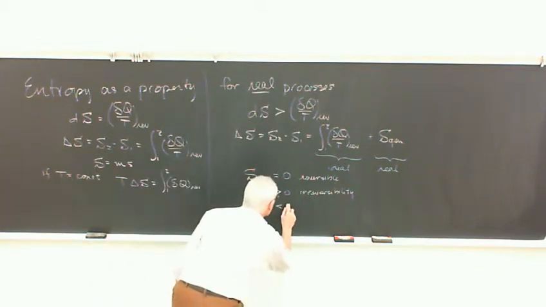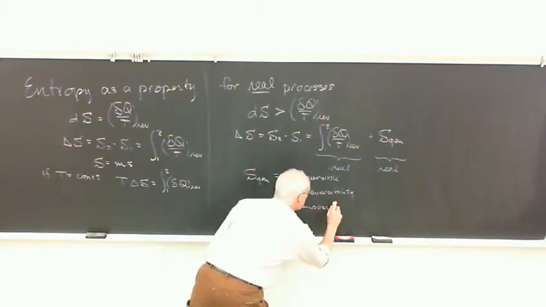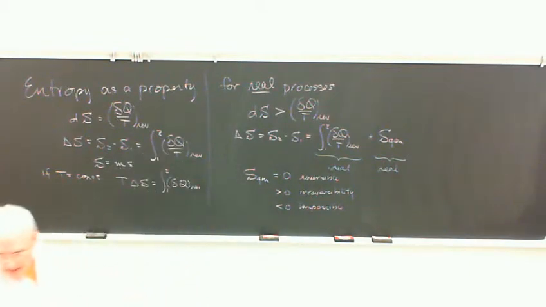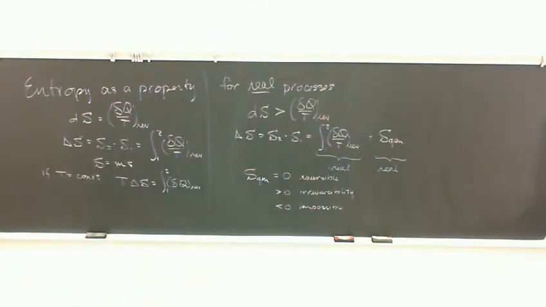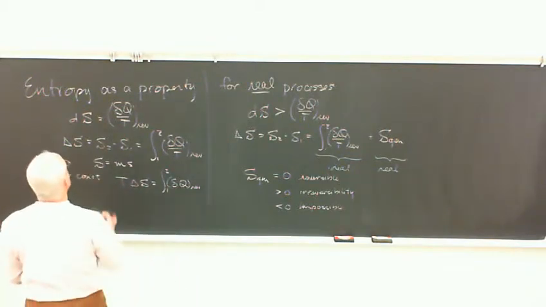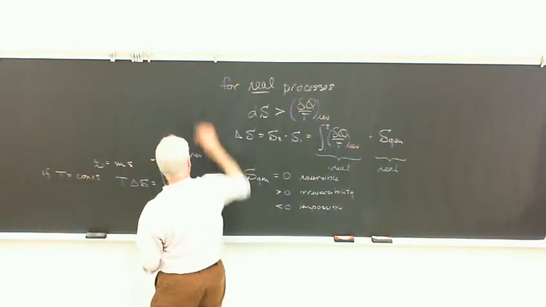If we find this generation term to be less than zero, then the process is impossible. And we looked at that as one of the sample problems where we had some kind of a claim by some inventor. We found out that the entropy generation would be less than zero, and thus it was impossible. So that's more or less what we've gotten up to for our new look at this property, entropy.